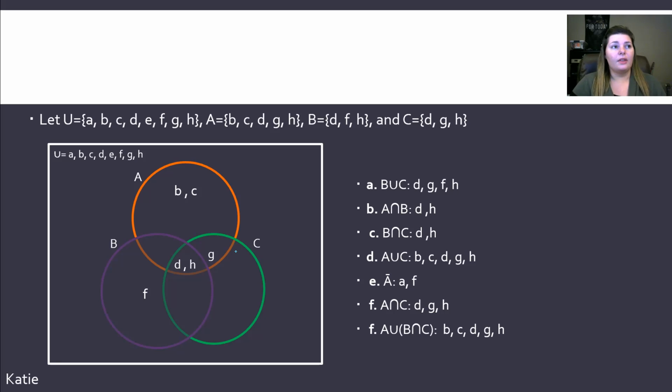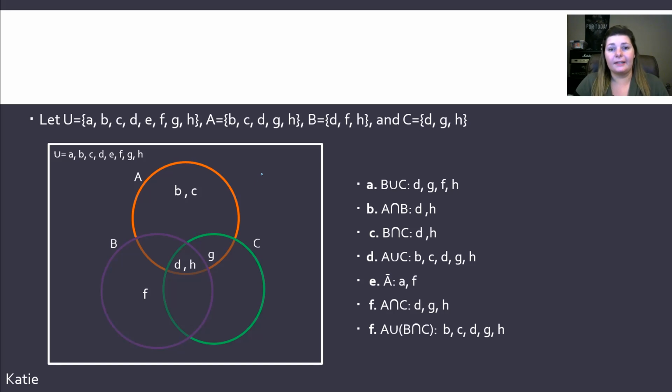So we know that a set can be made up of many things, really anything in the universe. It can be made up of people, vehicles, numbers, letters, colors, anything under the sun. But in this set, the universe is made of A, B, C, D, E, F, G, and H. We know that A has B, C, D, G, and H, and the set B is made up of D, F, H, and then the set C is made up of D, G, and H.